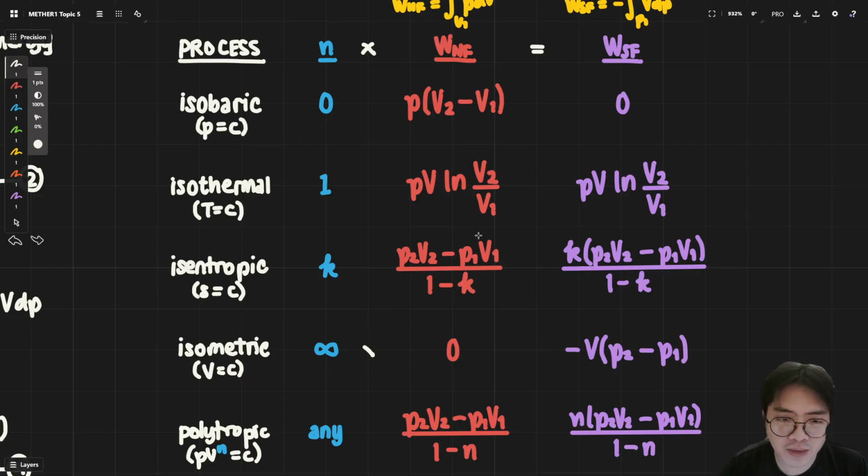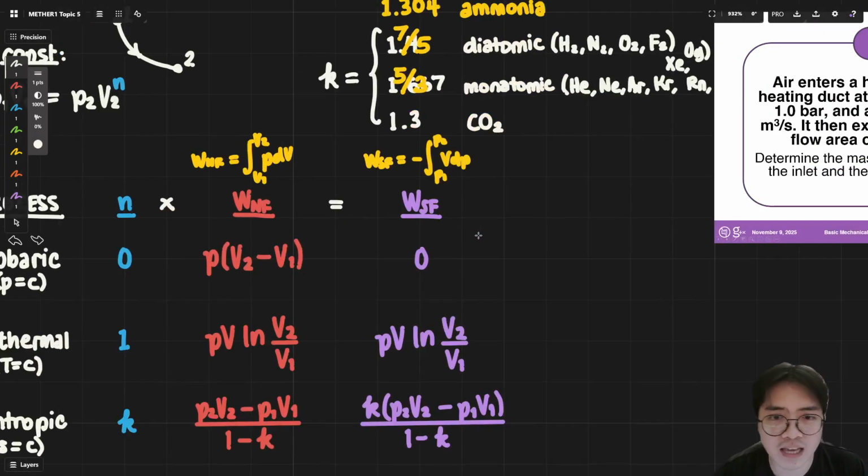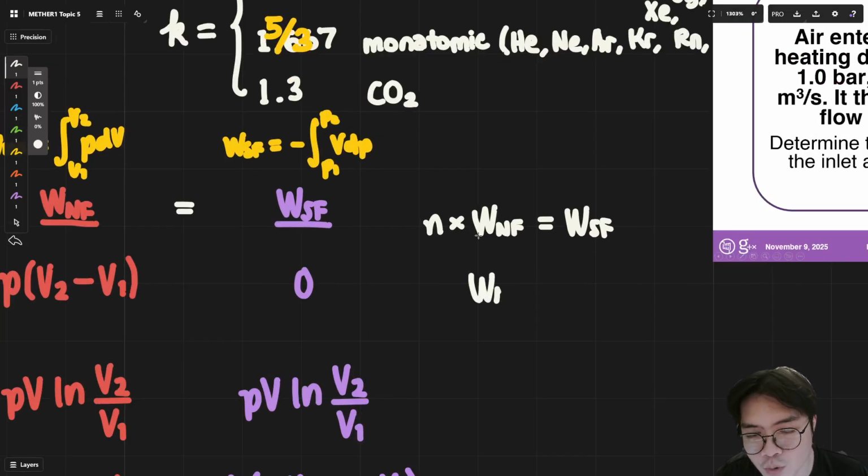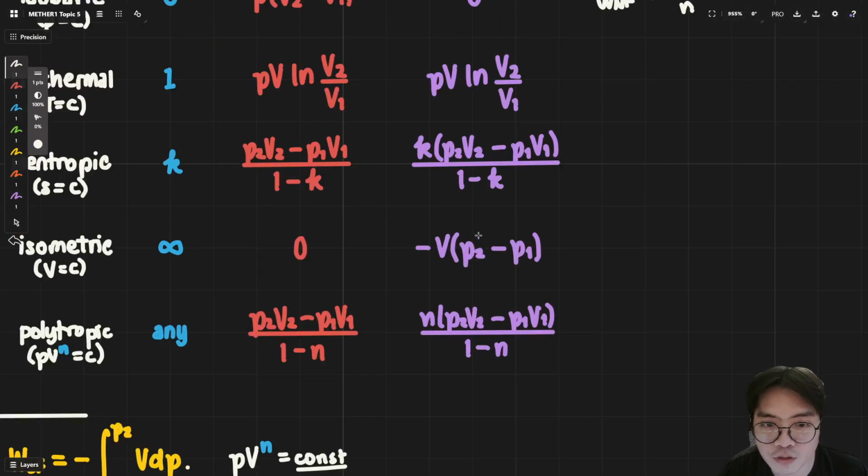But for me, how this is solved is if you know that your n times your work non-flow is equal to your work steady flow, you can reverse engineer it and say that your work non-flow is just equal to your work steady flow divided by n. Notice that in this case, if you divide this by infinity, it will indeed be equal to 0. Okay, so that is the justification here.